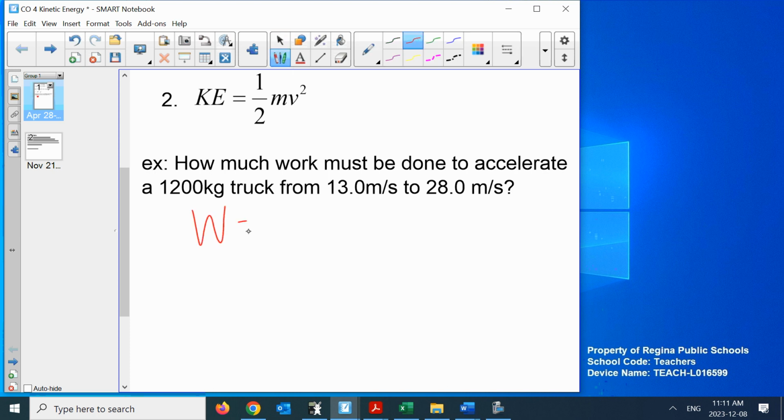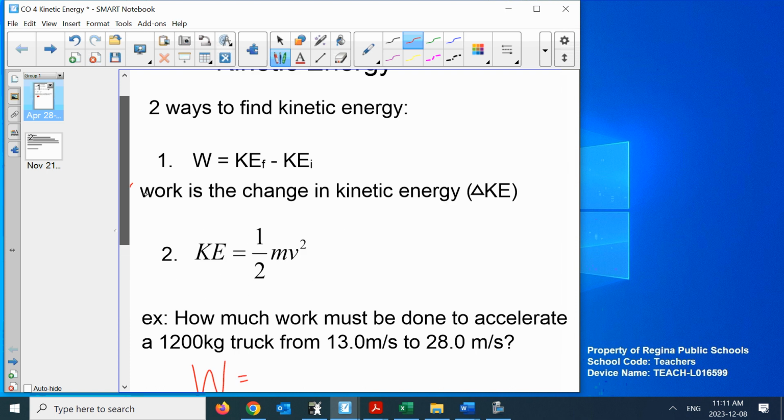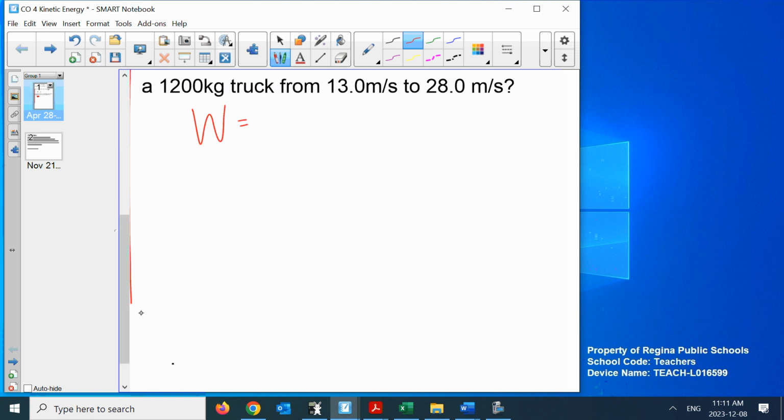Well, work is equal to final minus initial kinetic energy. So this means I'm going to just calculate each of those separately and then put them together. How's that sound? I sometimes use final and initial, I sometimes use 1 and 2, second and first, or whatever. I'm going to call it initial though.